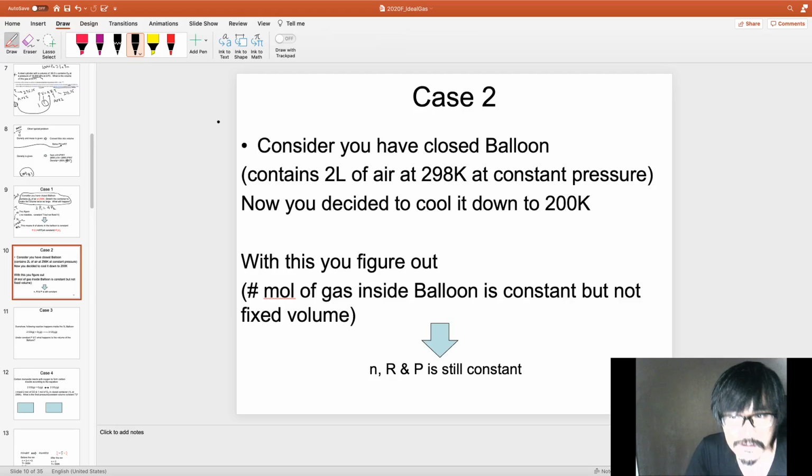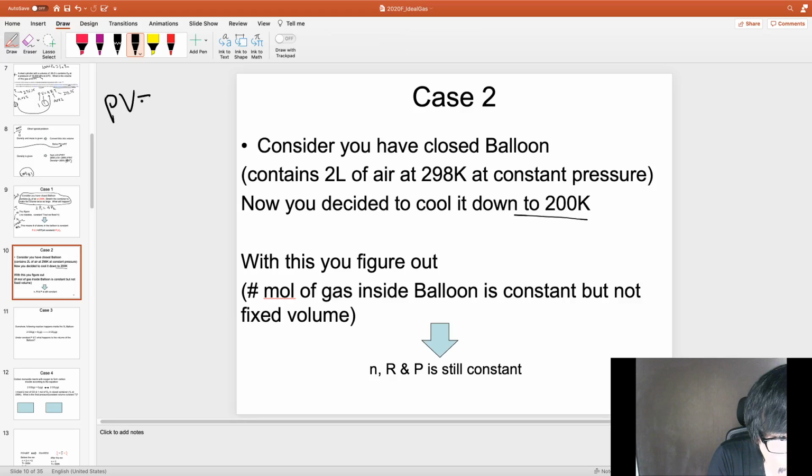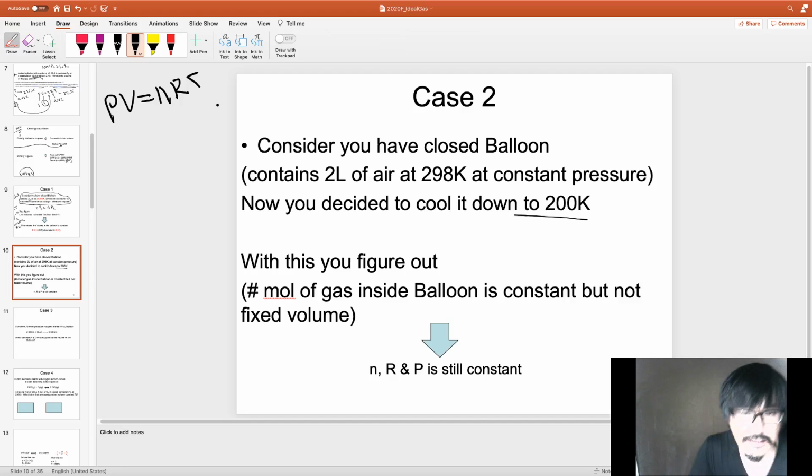Alright, let's do question number 2. Consider you have a closed balloon. Again, that balloon is going to change size. It contains 2 liters of air at 298 K, at constant pressure. So this time around, it's a constant pressure, but now the temperature is changing. So I'm going to start again. PV equals nRT. And then I'm going to move every constant to the right hand side of the equation. That's n, by the way, not 11. Okay, so move constants to the right.